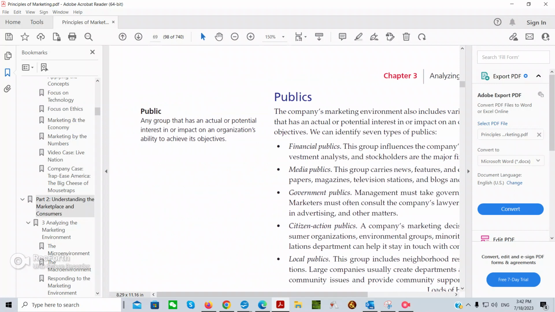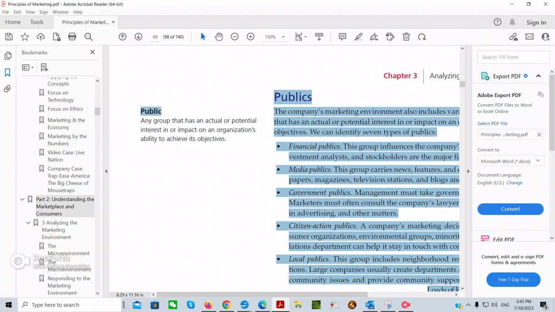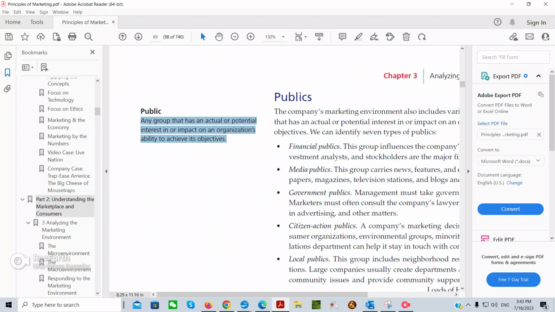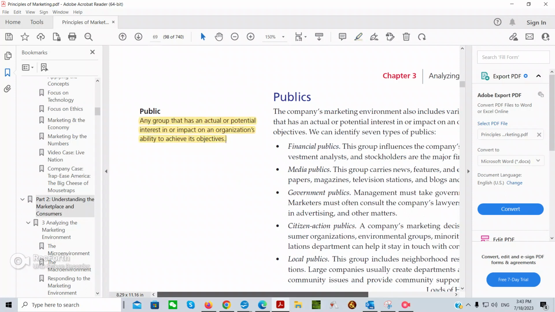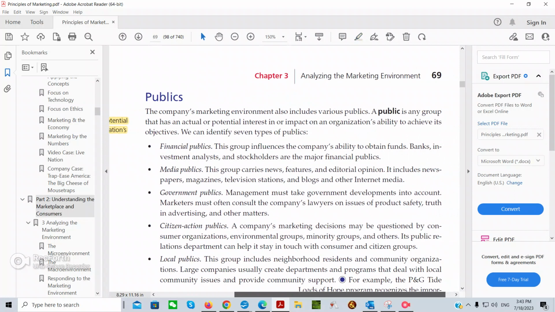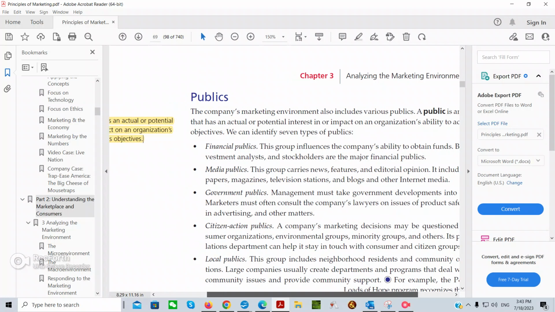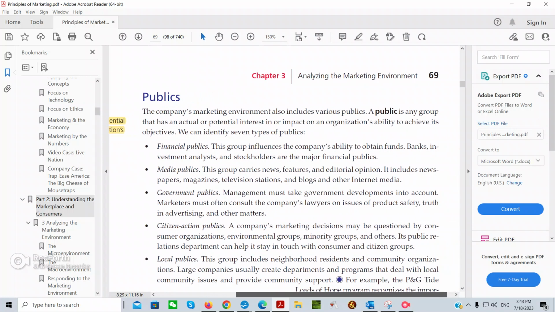Let's talk about publics, okay? Now, remember that a public is any group that has an actual or potential interest in or impact on the organization's ability to achieve its objectives. It's a very broad definition, but that's what it is. Okay. Now, there are 7 types of publics.